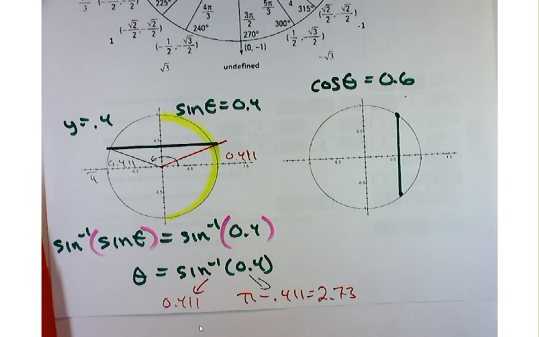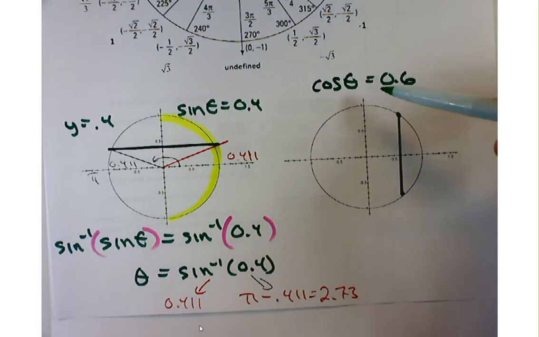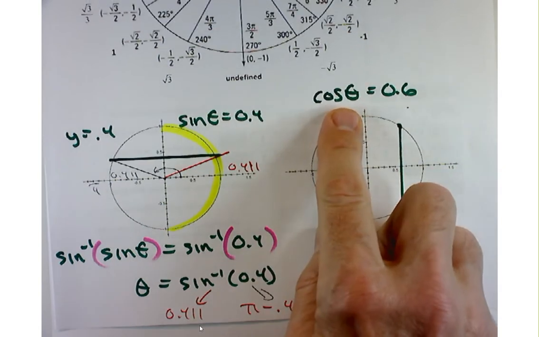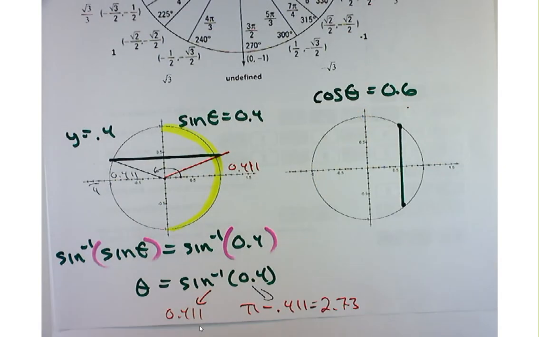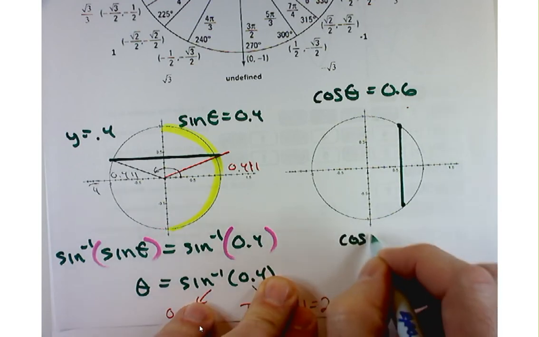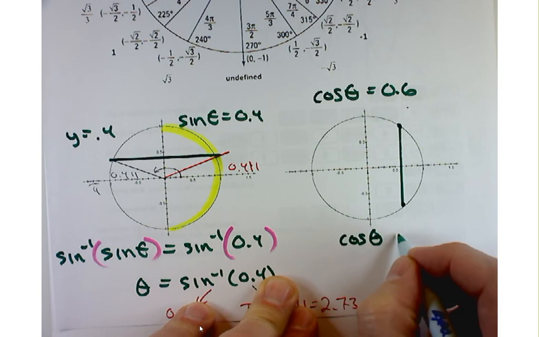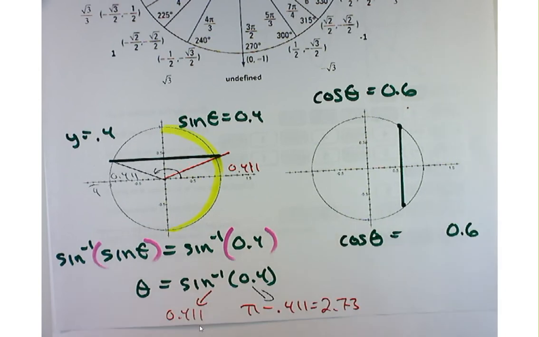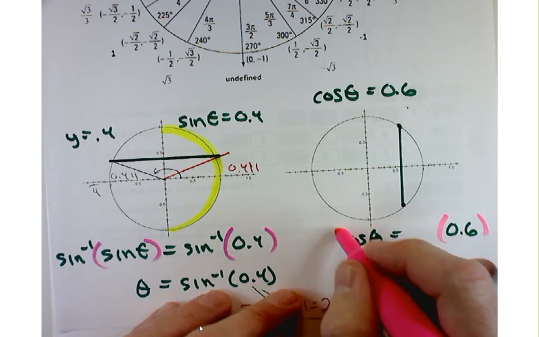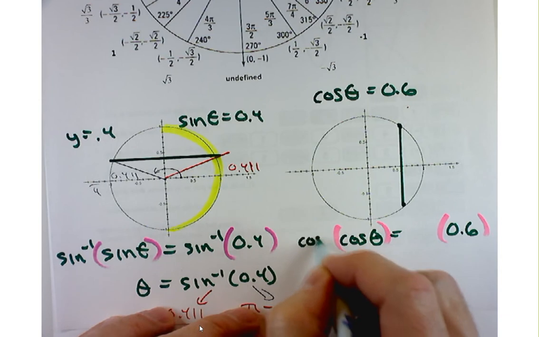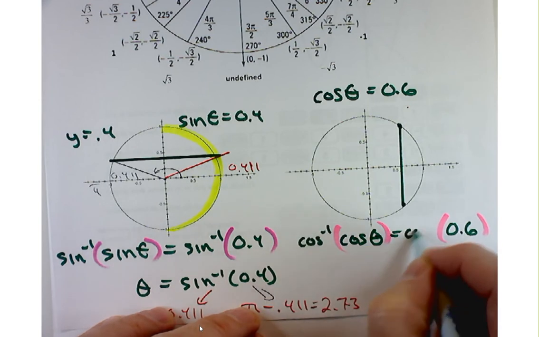How am I going to solve here? What do I have to do to get theta by itself? I'll give you a hint, it's very similar to what we did just a minute ago. Yeah, excellent, thank you. Do the inverse on both sides. So here and here. So cosine inverse, cosine inverse.